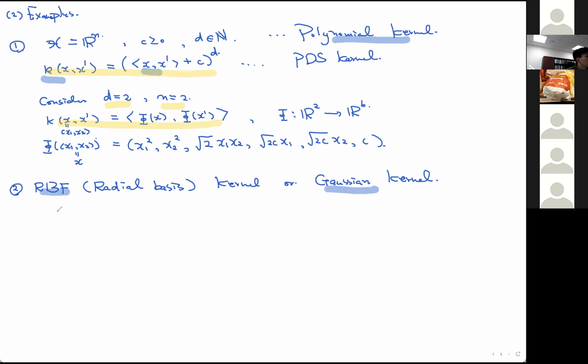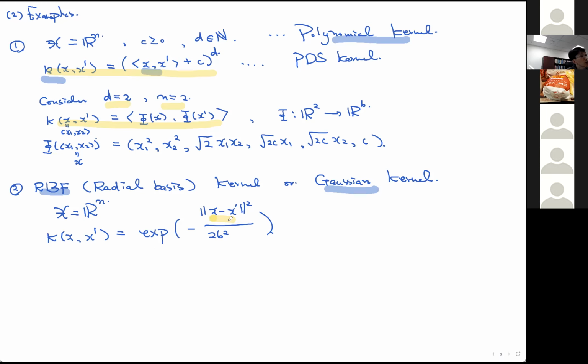If you can assume that X is in n-dimensional space, then K of X and X prime is defined by taking the exponentiation of minus the squared distance over 2 sigma square. It's a bit like a probability density of the Gaussian distribution. So we first take the distance between X and X prime. By subtracting, computing its size, we square it, and then we take the exponentiation.